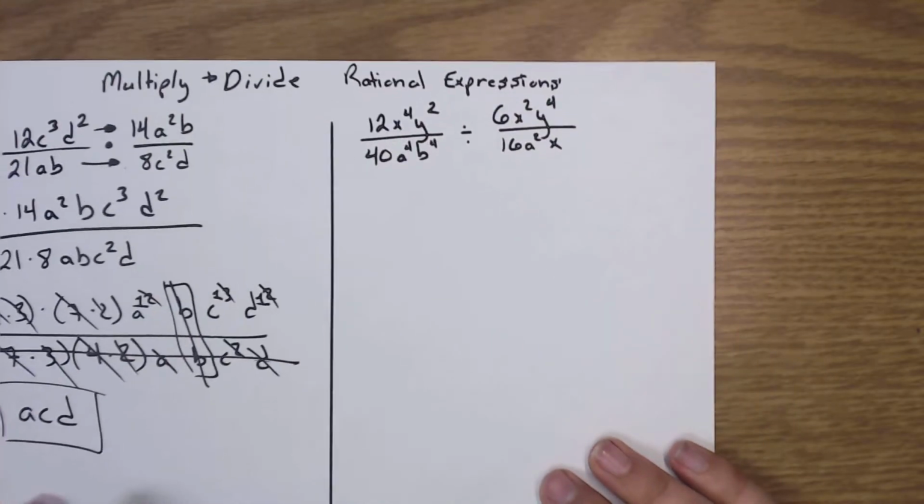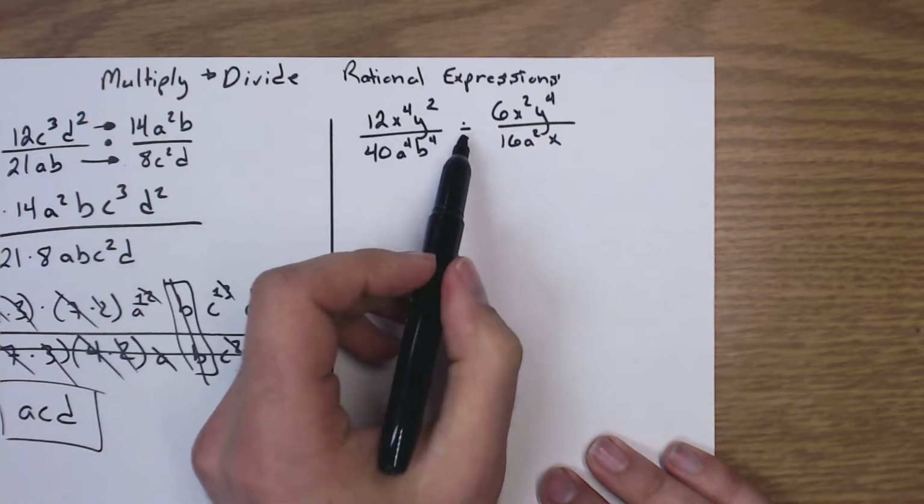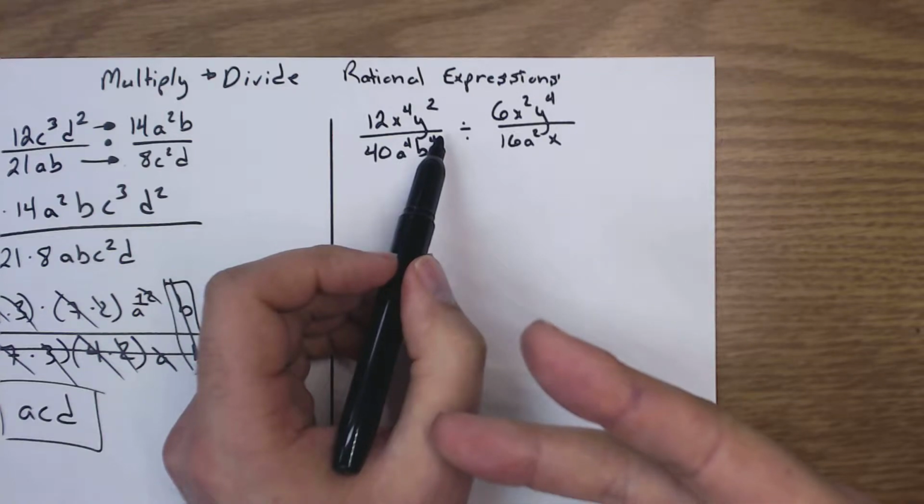Awesome. Let's go over here to where we're dividing now. When we're dividing, that's the same as multiplying by the reciprocal. Okay, so I'm going to kind of flip that over.